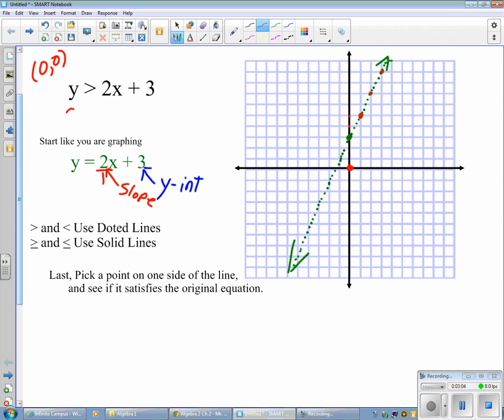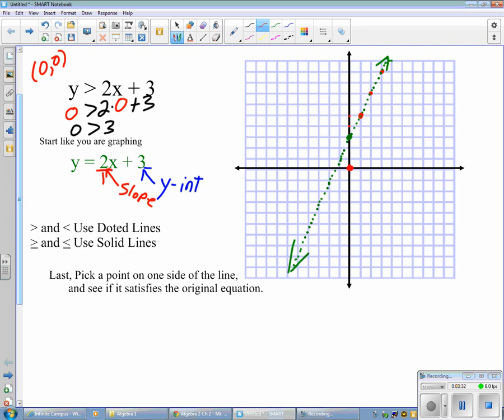So the y is 0, so I'm putting that in here. Is that greater than 2 times 0 plus 3? Well, 2 times 0 is 0. 0 plus 3 equals 3. Is 0 greater than 3? No, it's not. So that means the point 0, 0 does not satisfy the equation, and it should not be shaded.